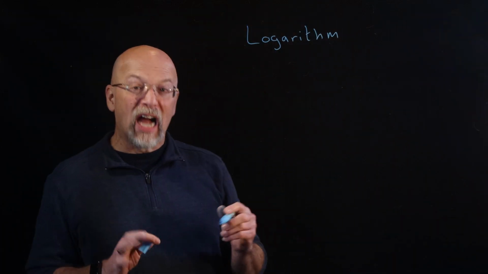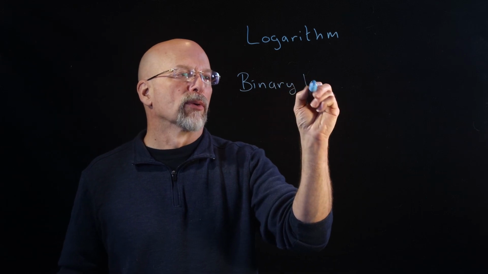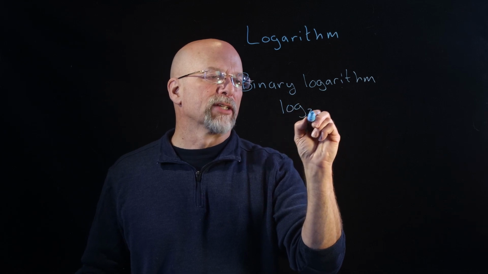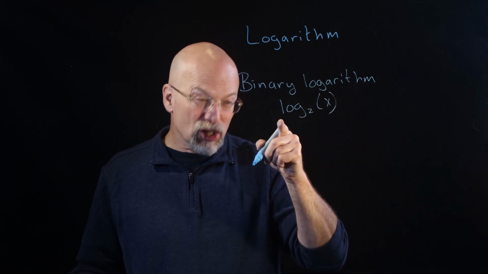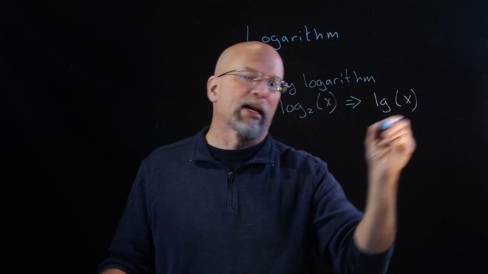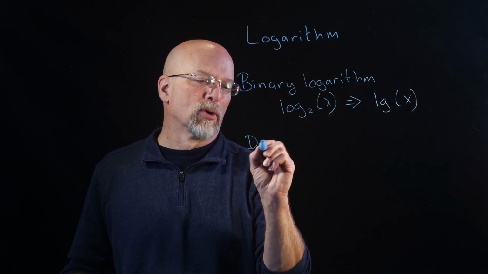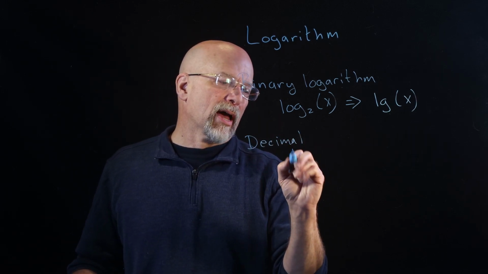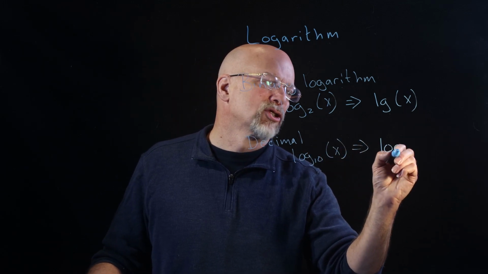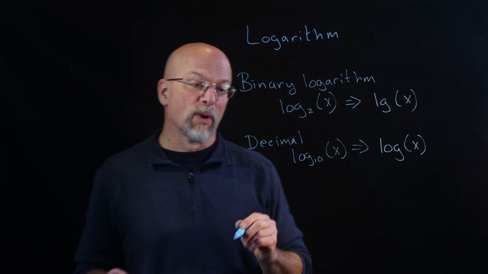Now, there are some very common logarithms that we'll use. For example, one of them, the binary logarithm, is just log base 2, and the way that is usually represented is just lg of x. Another common one is the decimal logarithm. So in decimal, we have log base 10 of x. Typically, that is represented with just log of x. So if you look at the buttons on your calculator, this is typically the way that it's represented.